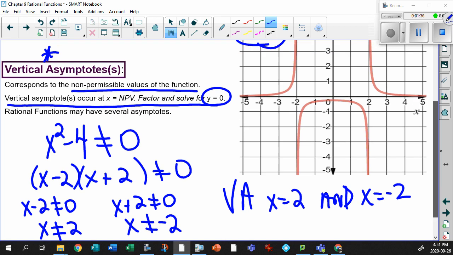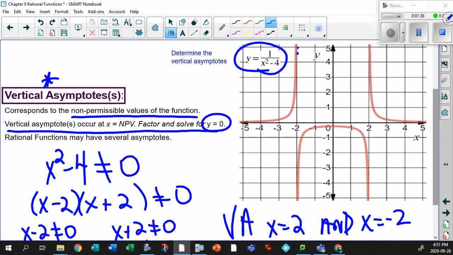And looking at the graph here, that's exactly what we have. Look at our vertical asymptotes. Beautiful. Excellent. But the question also comes up then: how do you determine this horizontal asymptote here? Well, there's a couple of little tricks that you have to know and understand, and they're going to be summarized on this slide.